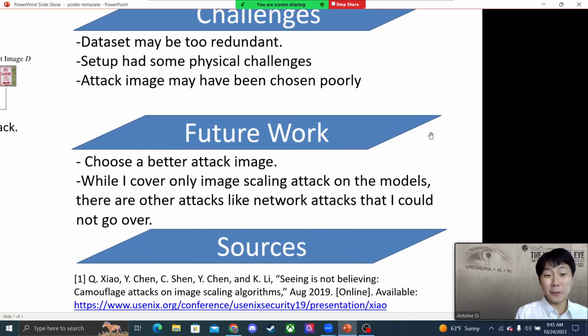So some things in my future work would be to choose a better attack image. And while I cover only image scaling attacks on the models, there are other security vulnerabilities on self-driving cars that could have been tested, like network attacks that I couldn't do because of time.